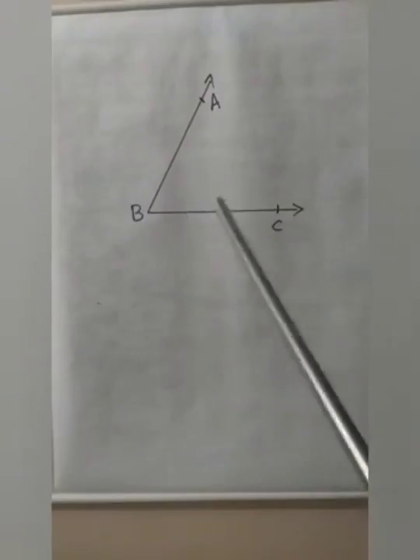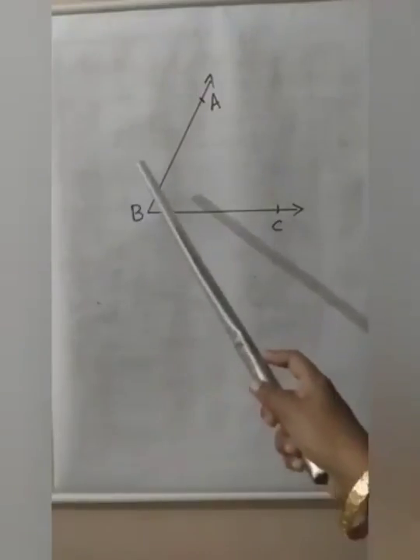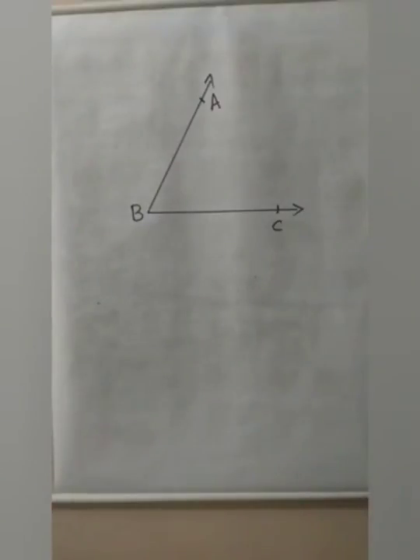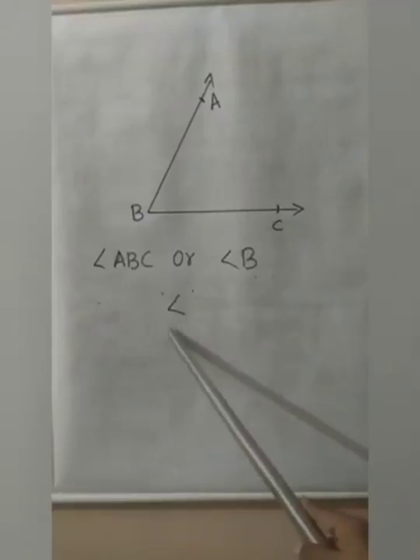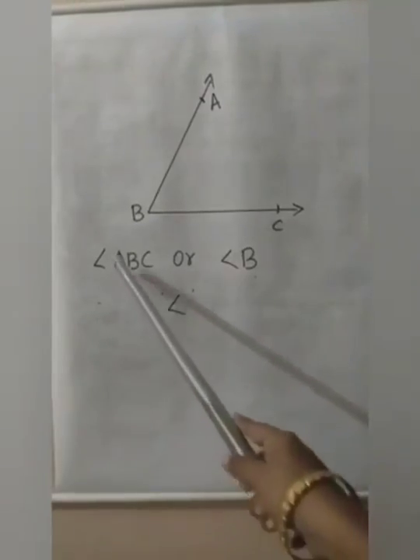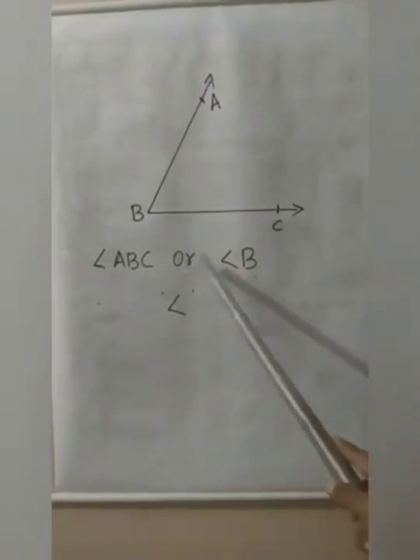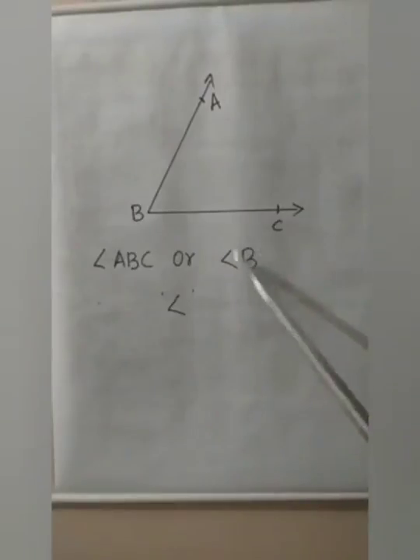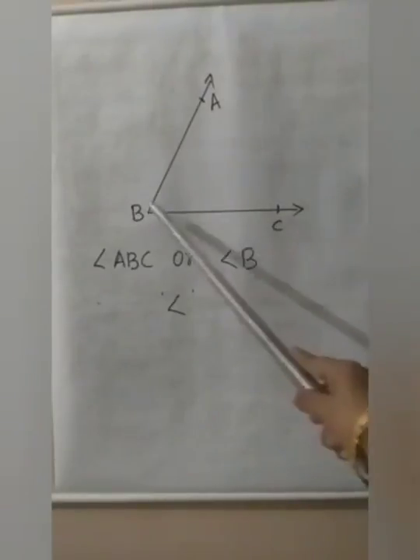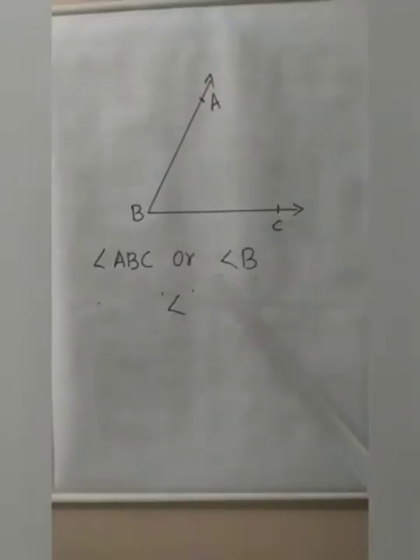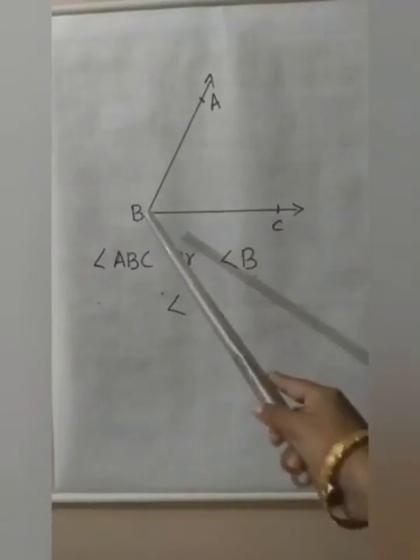Or simply you can say what? B, angle B. Now what is the symbol of angle? This is the symbol of the angle. So you are writing angle ABC or simply angle B. These two are the arms of the angle. BA and BC are the arms of the angle and the common vertex is B.